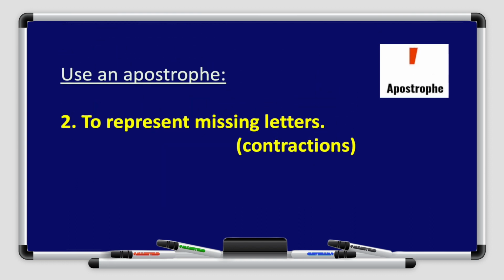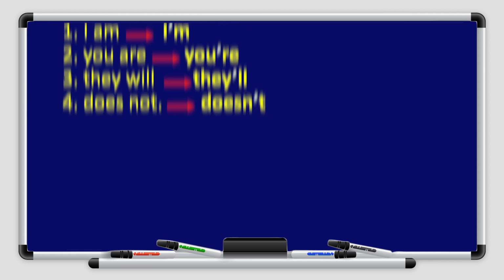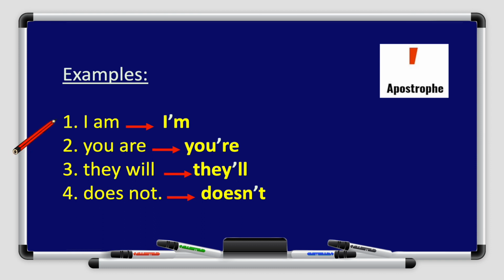Next, we use an apostrophe to represent missing letters, contractions. What do I mean by that? I have certain examples. For example, I have I am. It turns into I'm. It's shortened and easier to write. Number 2, you are. We combine them and transform it into you're. They will, they'll, does not, doesn't.